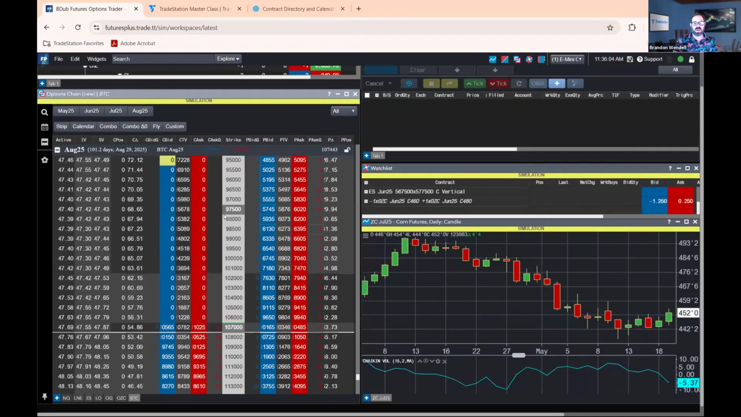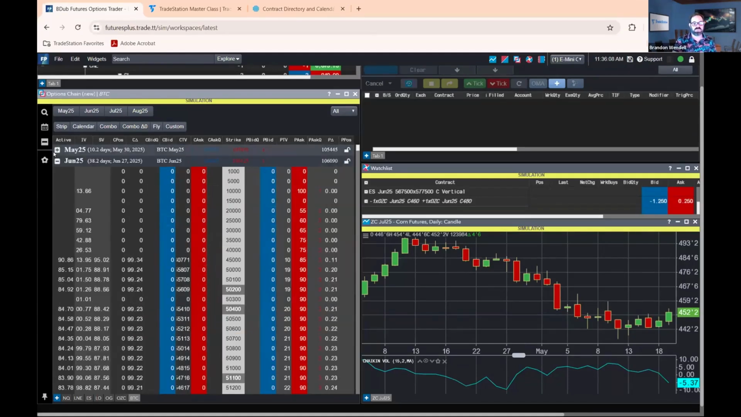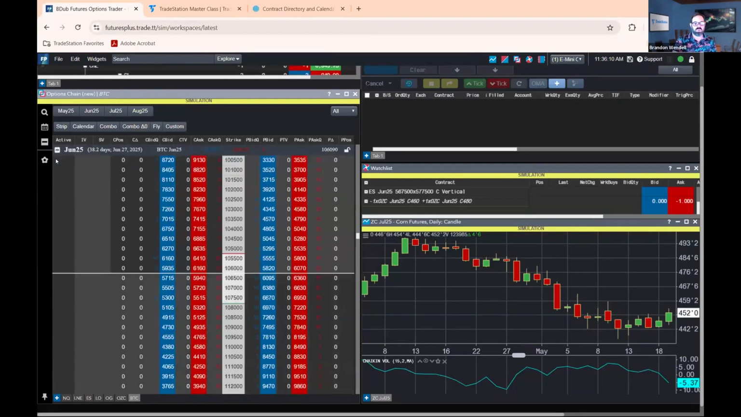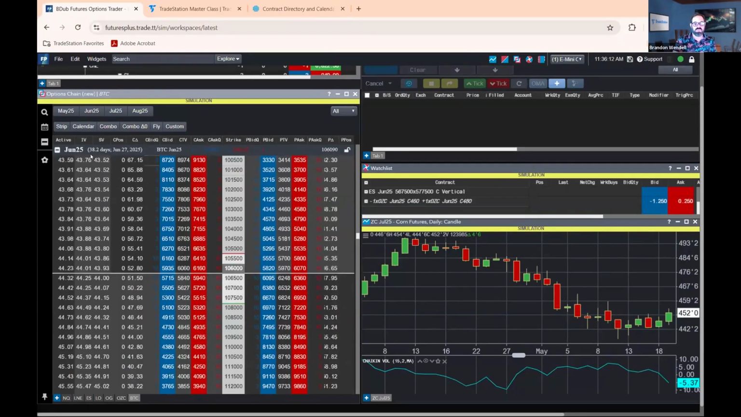Anyway, these are the options on Bitcoin right here. And again, it takes a little while sometimes for the prices to load. We were looking at the June. Now this is the monthly. So it's not the one specifically that I was looking at. Okay, again, I can type in the specific contract.